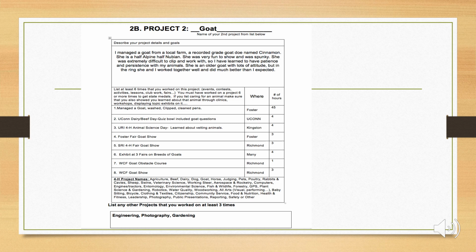The second project form works just like the first one does. You start off with your title, which you can find in the box below, and then you move on to talk about what you did, what you wanted to do, and how you achieved it. Then, in the spaces underneath, list out at least 6 times that you worked on this project this year.